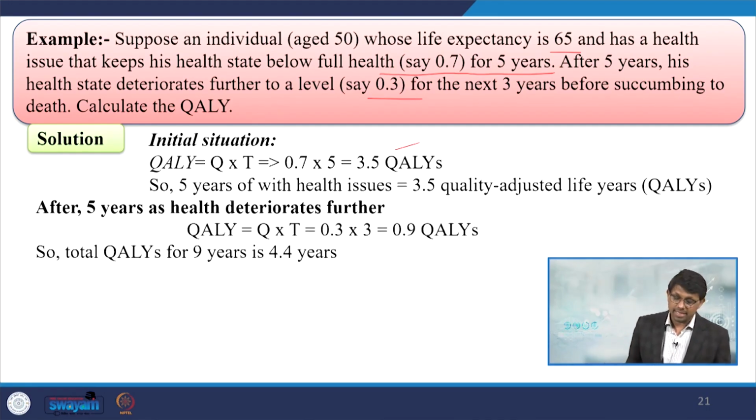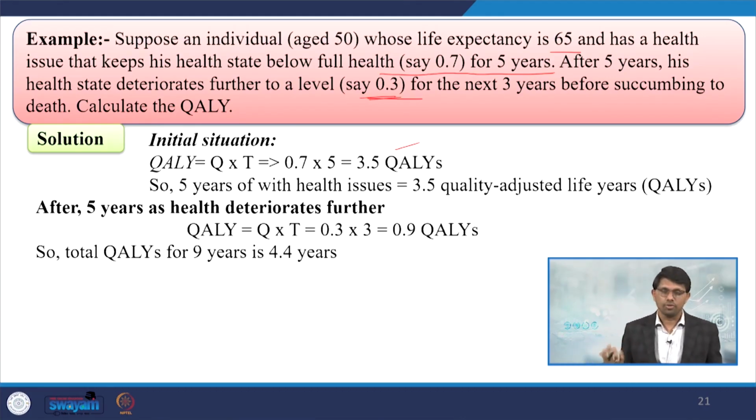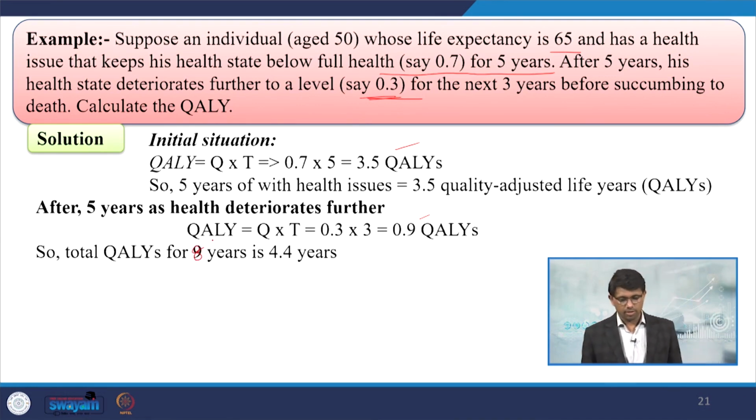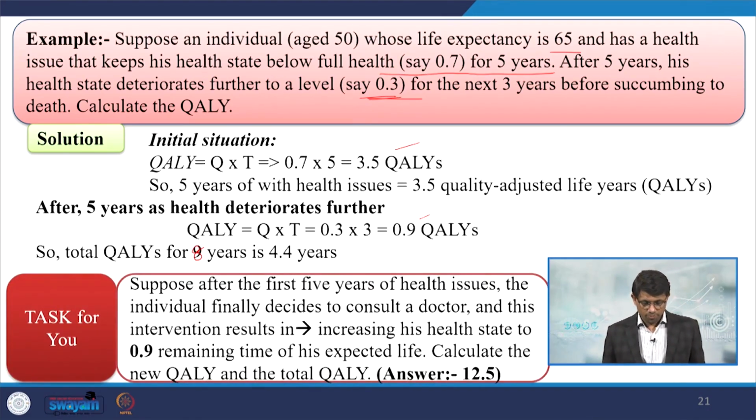Then after 5 years as health deteriorates, we have already given the context that Q is now 0.3, and that 0.3 holds for the next 3 years, hence 0.3 times 3 is equal to 0.9 QALYs. So, for this entire 5 plus 3 years, that is 8 years, adding these two, 3.5 plus 0.9, it will be 4.4 QALYs. Okay, so this is one clarification we have given.